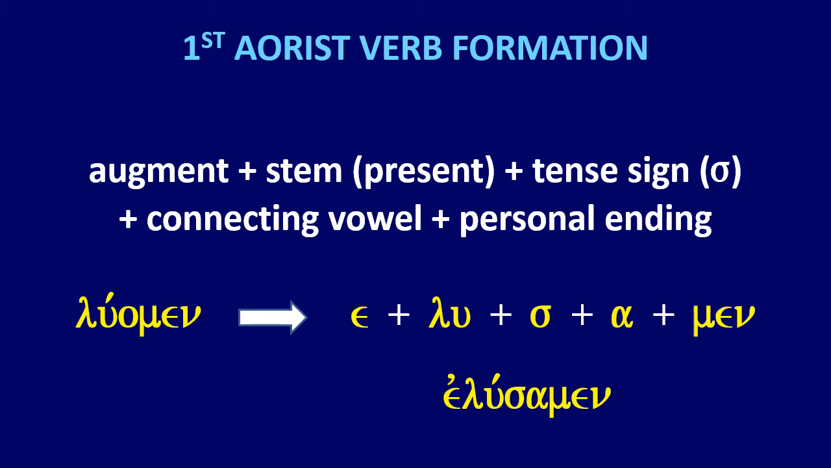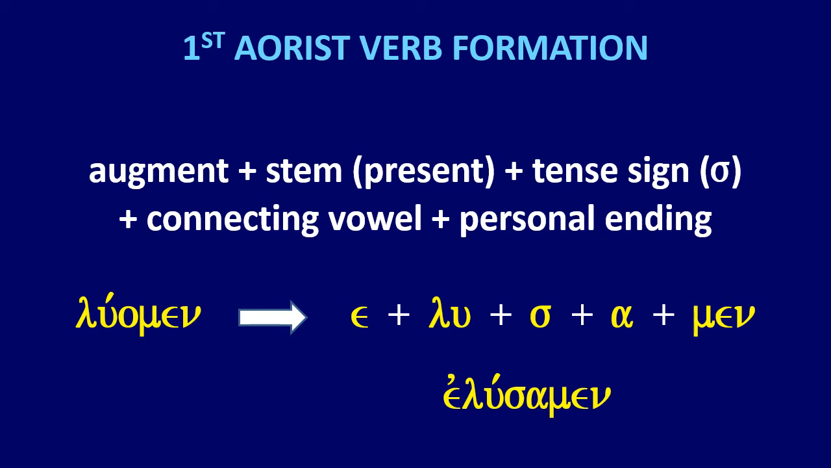Now, in terms of review for the first aorist before we look at the second aorist, remember that the formation of first aorist verbs includes several parts to the particular verb. Here we're looking at elusamen, which is first aorist, active indicative, first person plural of luo. Elusamen would be translated we loosed. The tense sign, you'll see the sigma there in the middle of the word. Second aorist verbs do not have this tense sign. That's one significant difference that we're going to see between first aorist and second aorist. The second aorist form will have a change in the stem rather than this sigma tense sign.